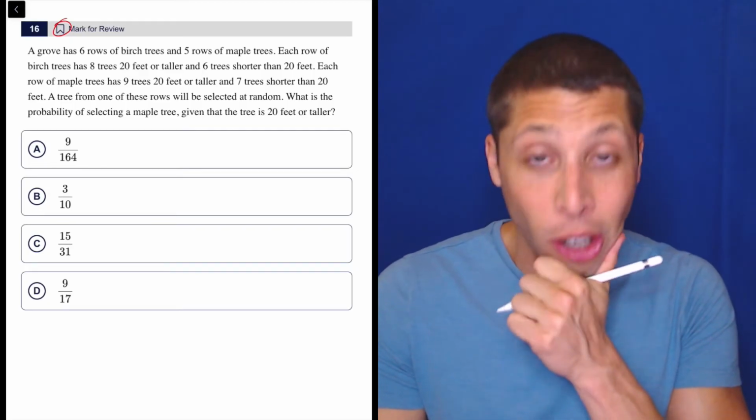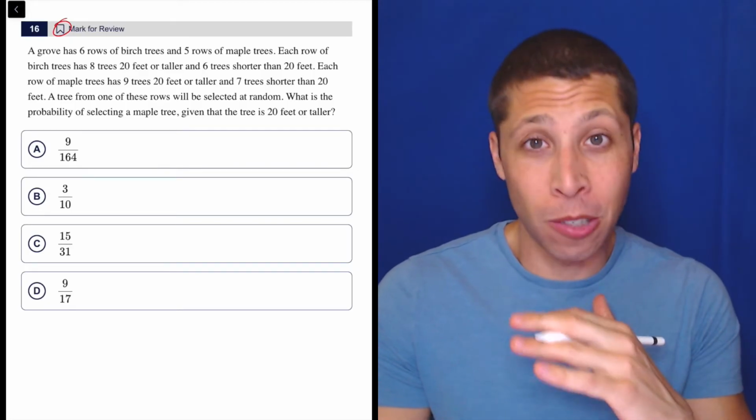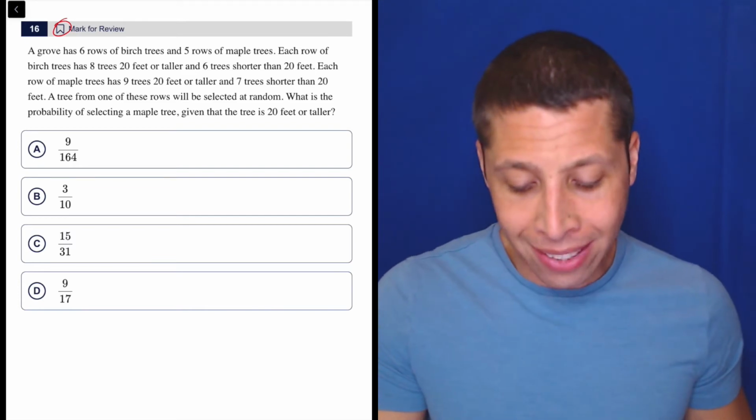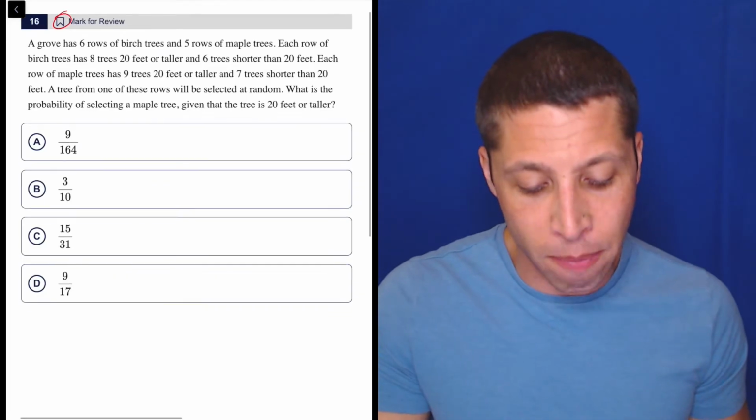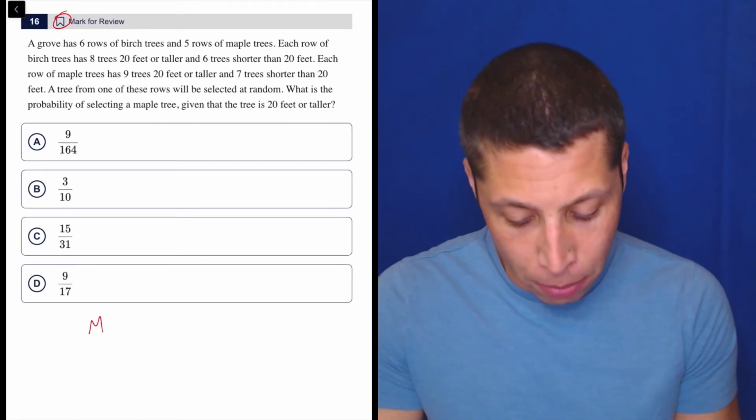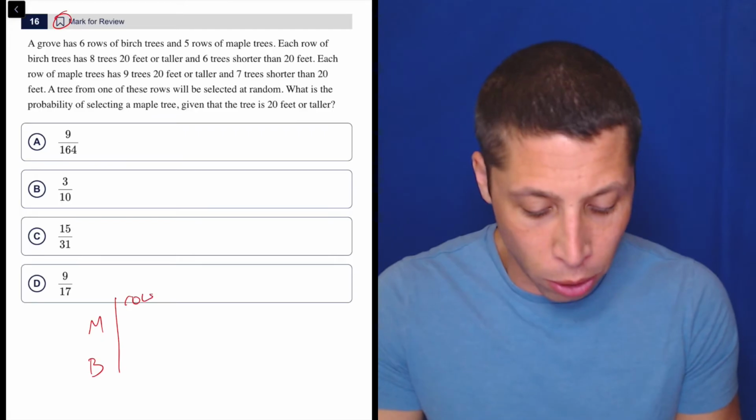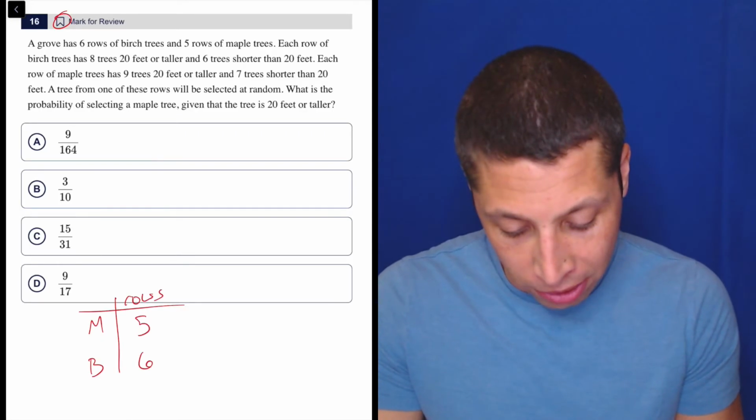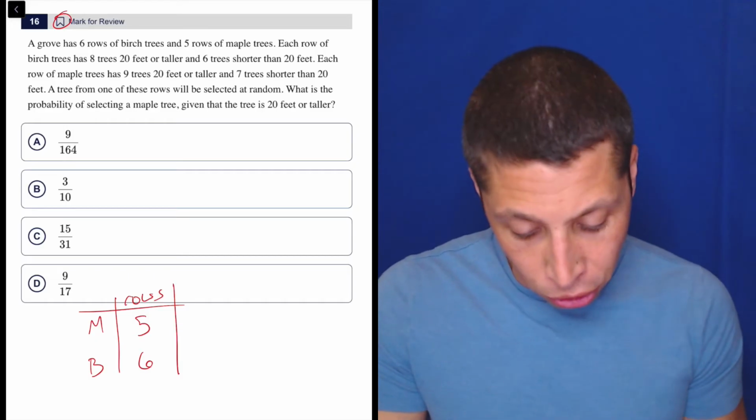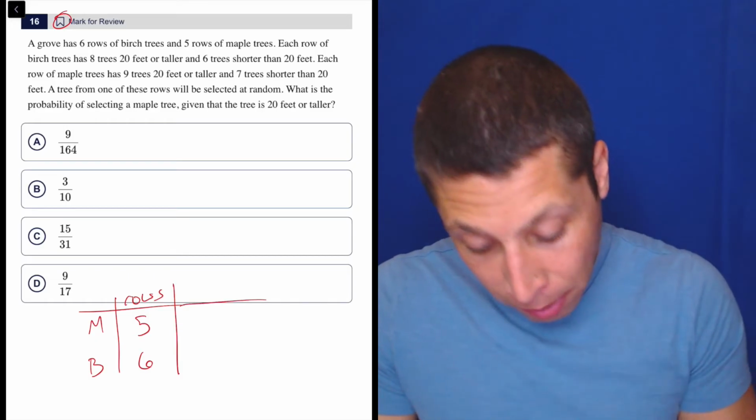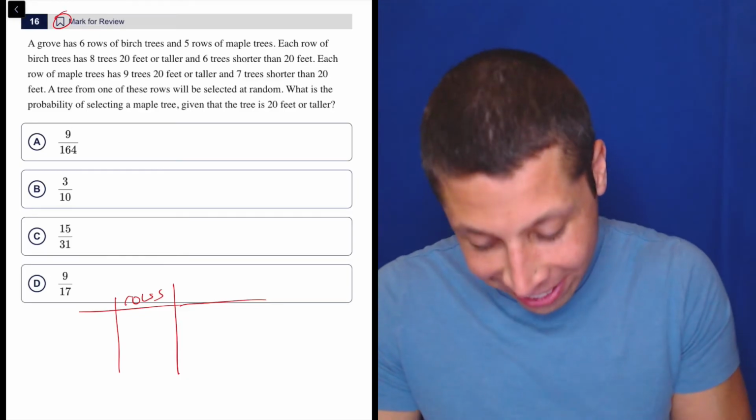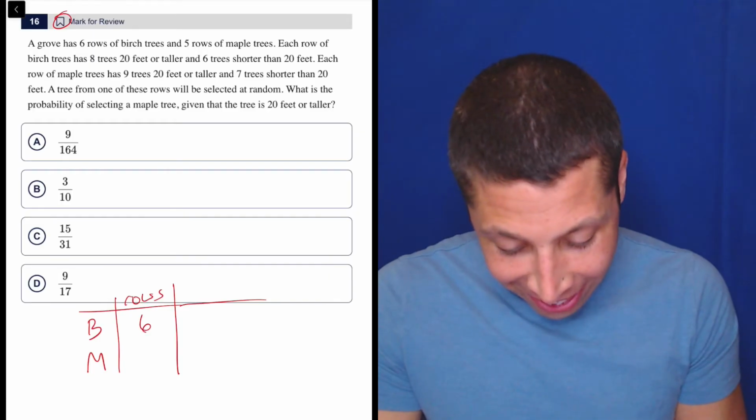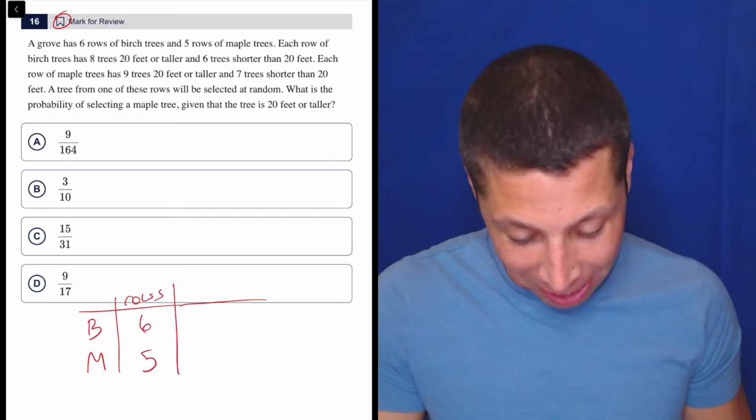The fact that there are so many numbers tells me that this is really a question about organization. So let's see if we can organize this. A grove has 6 rows of birch trees and 5 rows of maple trees. Okay, so we have maple, we have birch, we have the number of rows, and we have 6 rows of birch. I don't know why I put it backwards, but that's okay. Each row of birch trees, actually it's bothering me that it's backwards. See, this is a good example of sensing that you're going to make a mistake and doing work that's going to prevent it.